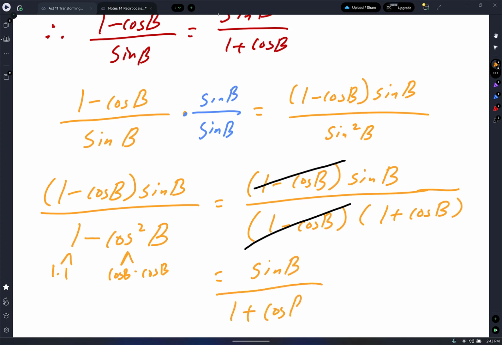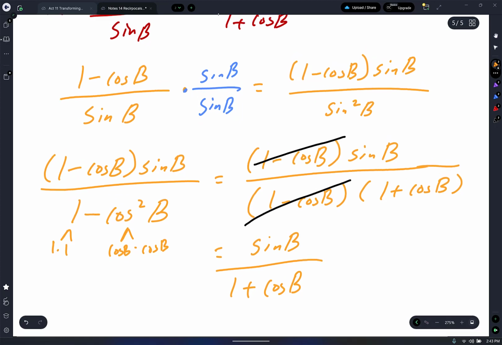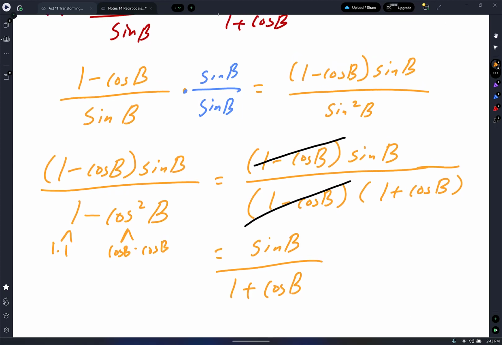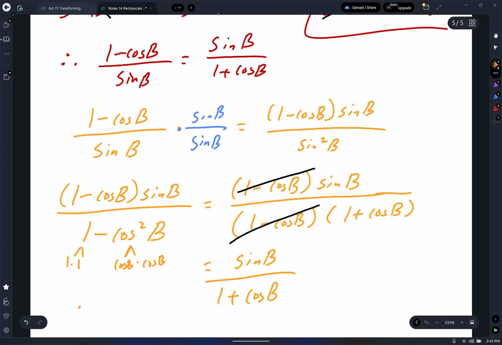Is that what I wanted to prove? So as you can see, it all depends on how you want to go, guys. Put 3 little dots in a triangle. 1 minus cosine b over sine b does in fact equal sine b over 1 plus cosine b.